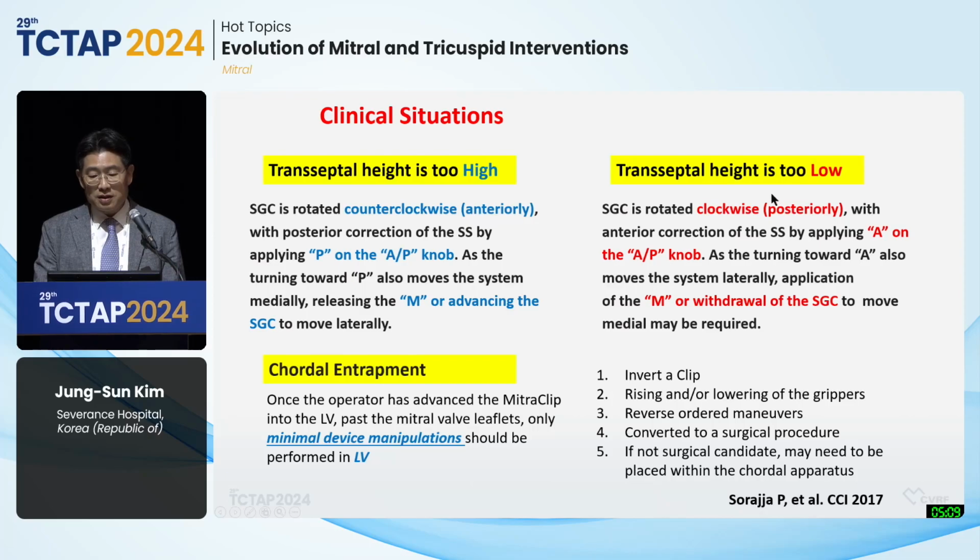The other issue is a transseptal puncture that is too low. This is a usual situation in the Asian population, in a small lady or a small old gentleman. So the SGC is rotated counterclockwise posteriorly and corrected with the A knob, and we finally adjusted with the M knob.